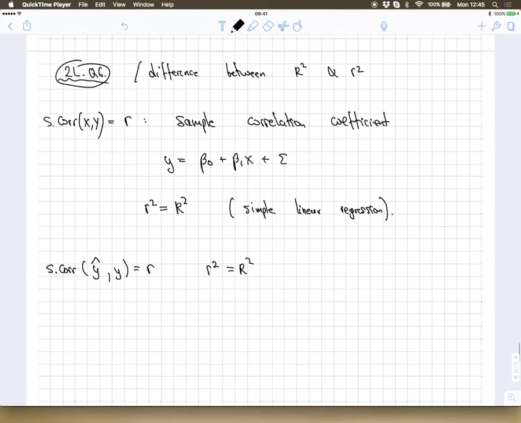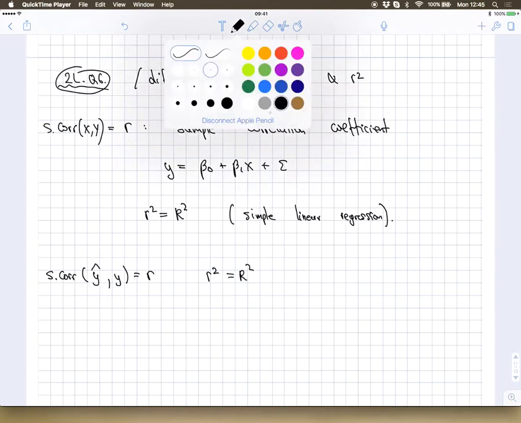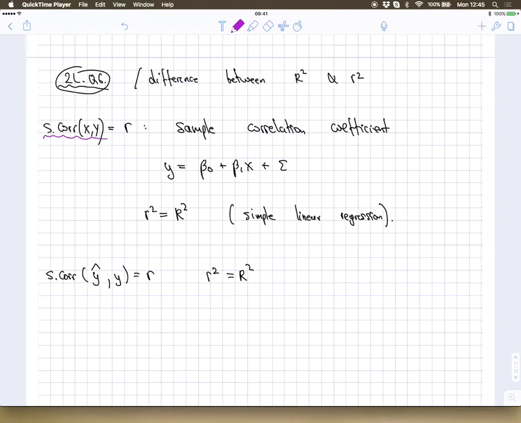You could have thought about this being the same thing. Sample correlation of x and y will be the same as the sample correlation of y hat and y. And that might be a very good homework to try. Can you show that the sample correlation in the simple linear regression model between x and y is the same thing as the sample correlation between y and y hat?